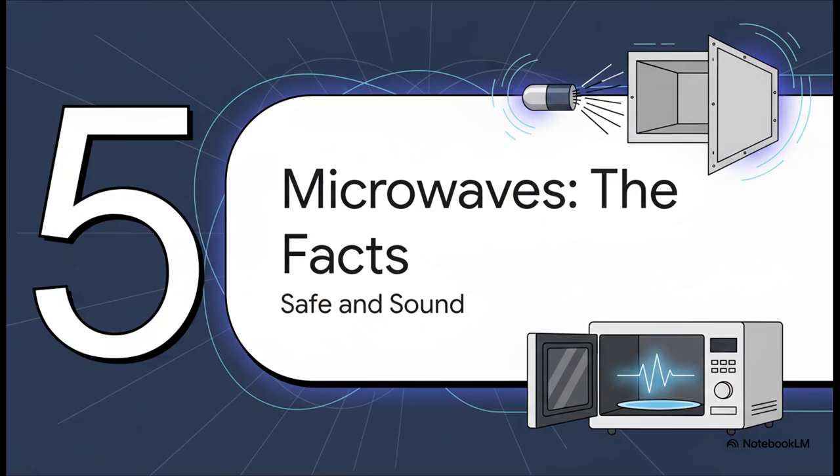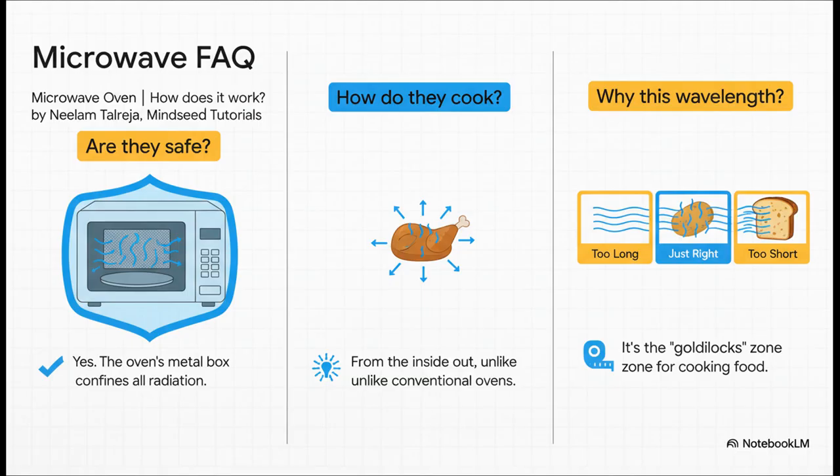All right, let's switch gears and tackle some of the big questions people always have about microwaves. Are they safe to use, and why do we use these specific waves and not some other kind? First up, safety. The short answer is yes, they are completely safe. That metal box and the mesh on the door act as a shield called a Faraday cage, and it's designed to keep all those microwaves trapped inside.